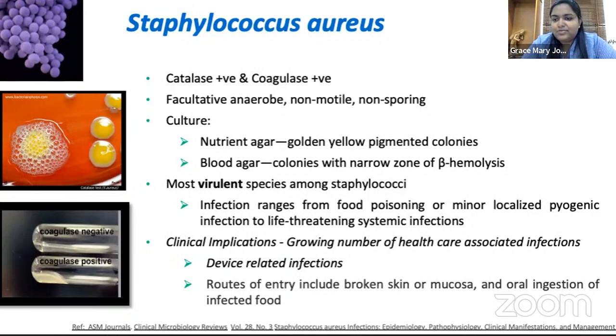And it is the most virulent among all the Staphylococcus species that you have. It can range from a simple food poisoning to a simple skin infection to very life-threatening systemic infections. And the implication for Staph aureus is that as the healthcare spectrum is improving, when more people are getting treatment, more people are getting surgeries, more people are being exposed to the healthcare setups, these organisms and their infections also tend to go high.